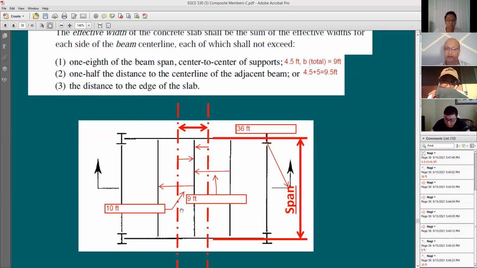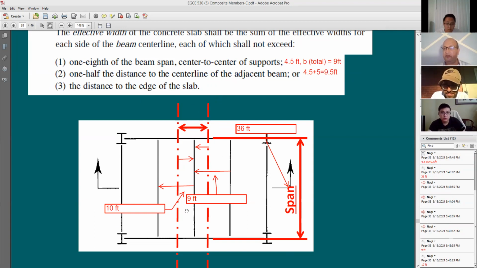Exactly like tributary width, absolutely correct. But here, since the distance here is different from the distance there, you have to be careful. You don't just take the space from each side and add them to each other. And then it says the distance to the edge of the slab. Well, where's the edge of the slab? Here's the edge of the slab. Let's just assume the edge of the slab is there.